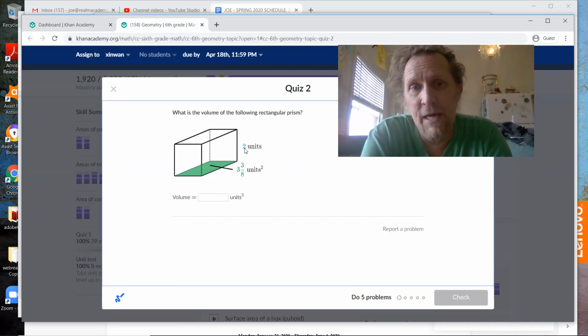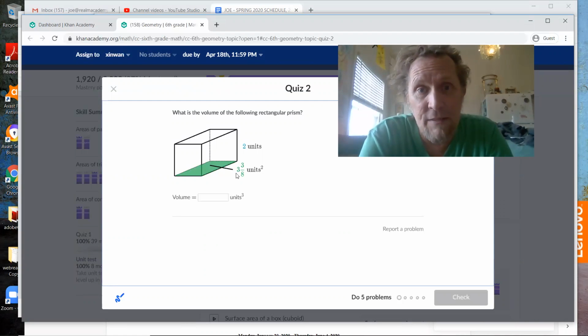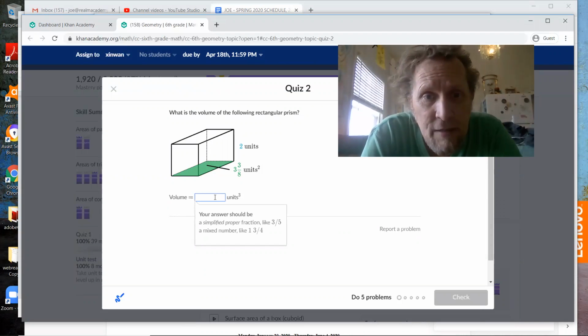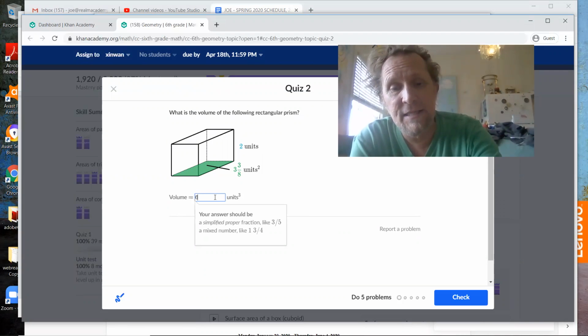So I'm just going to multiply 2 times 3 3/8. Well, of course, multiplying times 2 is just doubling, and that means that I've got 6 6/8. And 6 6/8, by the way, is 6 3/4, because 6/8 can be reduced to 3/4. Your answer should be a simplified proper fraction like that, or a mixed number like that. So I'm going to do the 6 3/4.